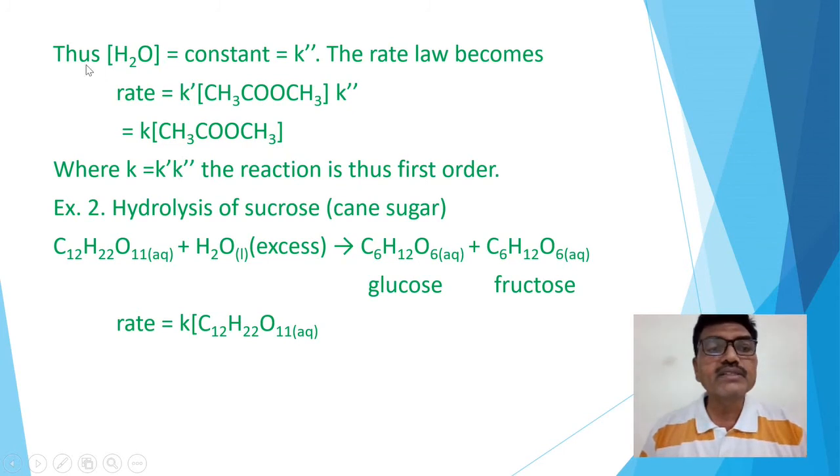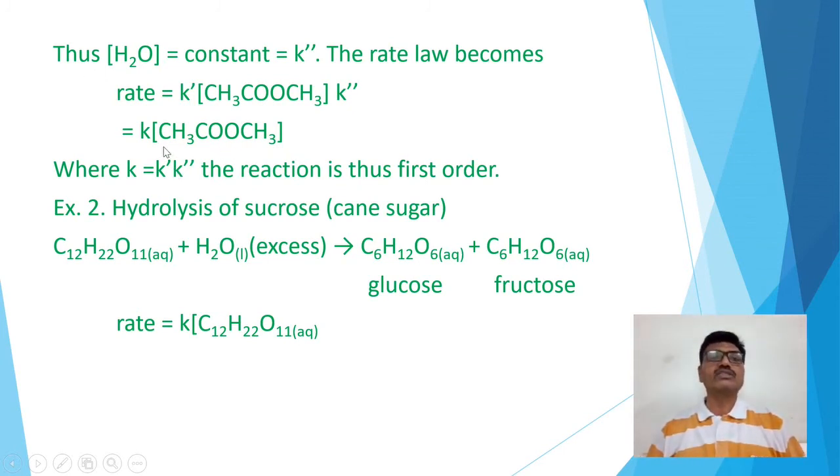Understand? One more example of such a pseudo first order reaction is hydrolysis of sucrose or cane sugar. Sucrose on hydrolysis produces glucose and fructose. One should expect that this reaction again should be second order, but in reality this also follows first order kinetics, that is the rate depends only on the concentration of the sucrose. So that is regarding the pseudo first order reaction.